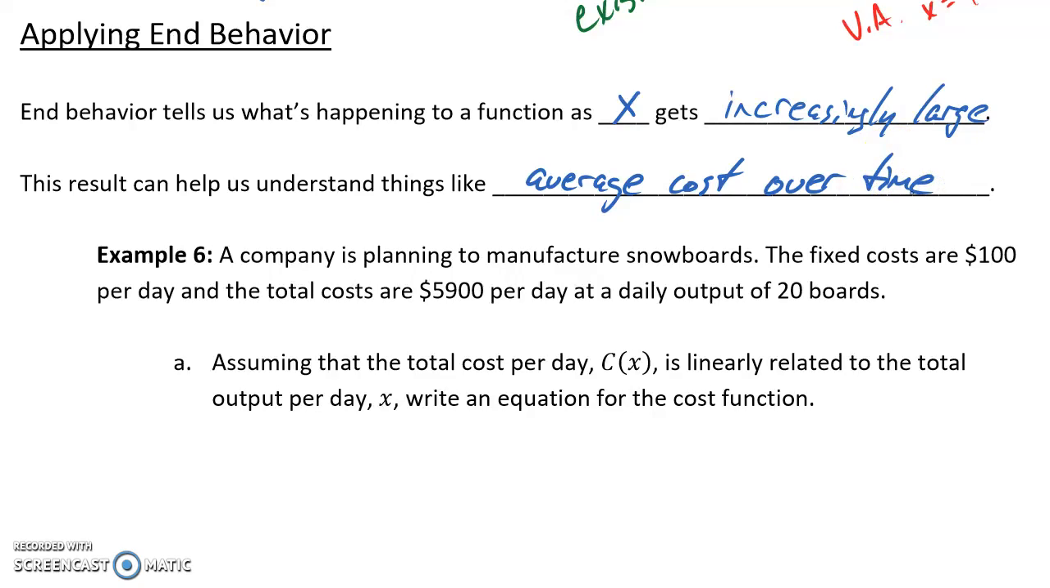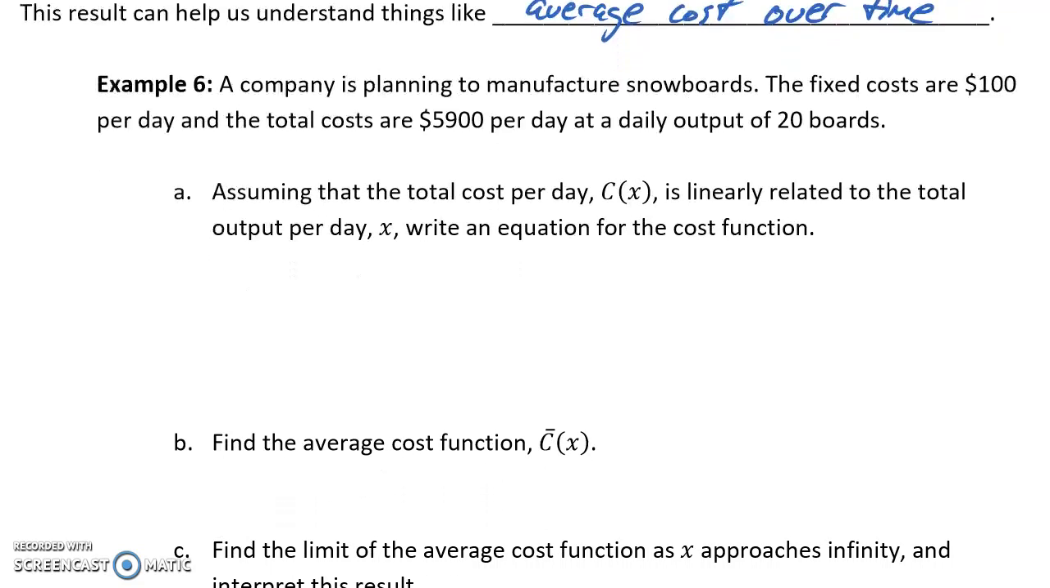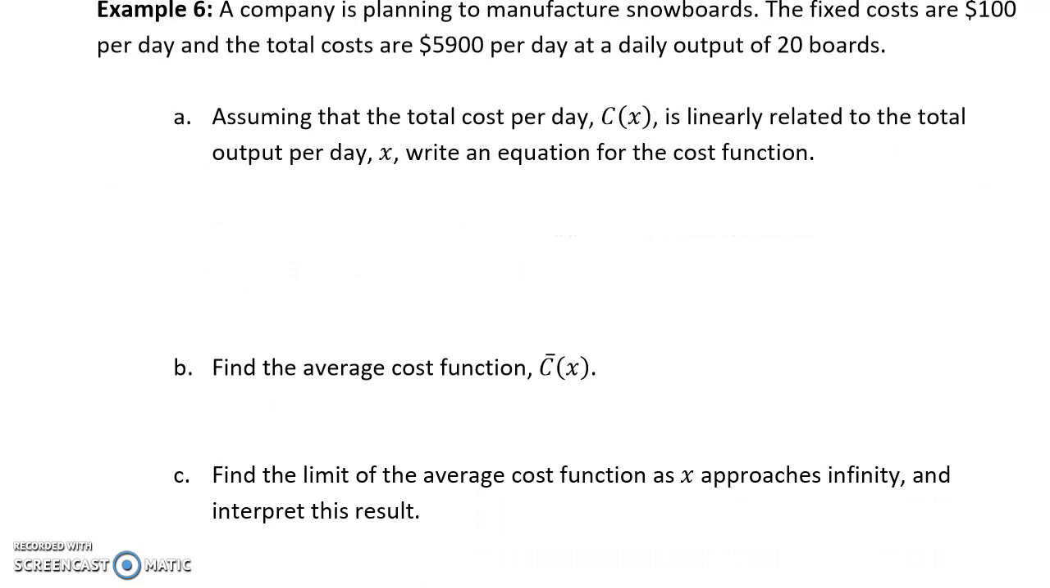So we've already looked at an example with average profit with a production level of 25 units. Now what we can do is investigate what's going to happen to our average value, say average cost, average profit, etc., as our production value just grows and grows.